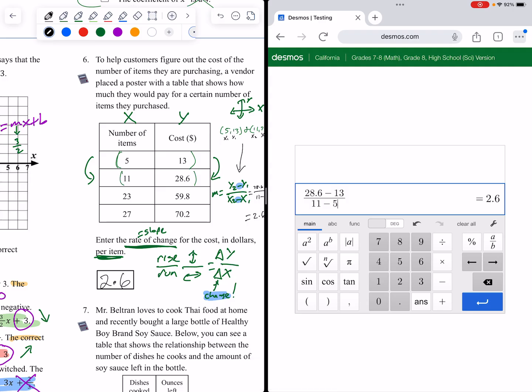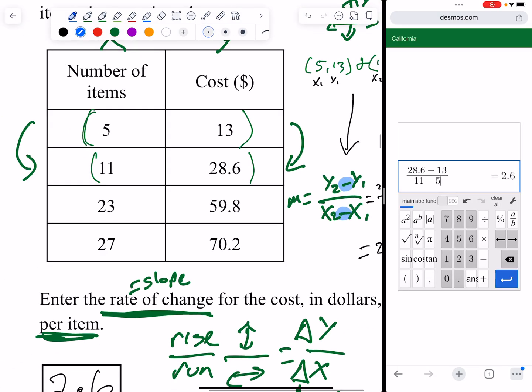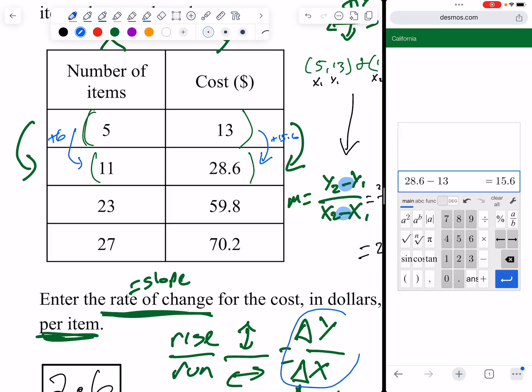All right, so if you wanted to do this on the table, we could say, how did it change from 13 to 28.6? Well, isn't that just subtracting, right? 28.6 minus 13, that was plus 15.6. How did it change from 5 to 11? That's plus 6. And because it is y over x, here's your delta y, here's your change in x. And if I put 15.6 divided by 6, guess what? I get 2.6. It's the same thing.